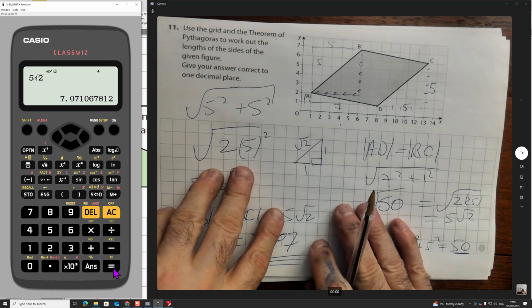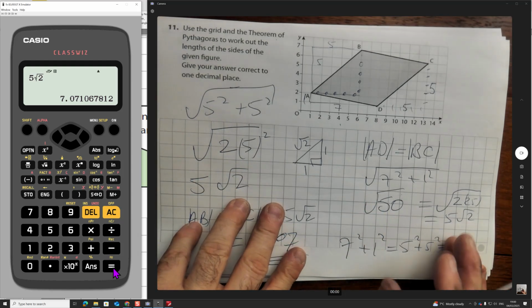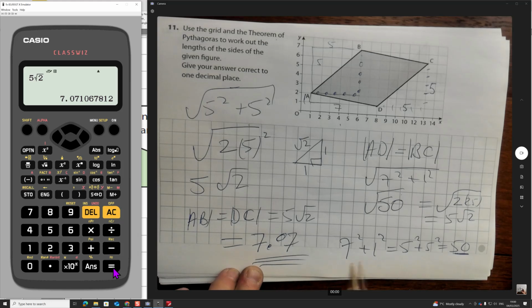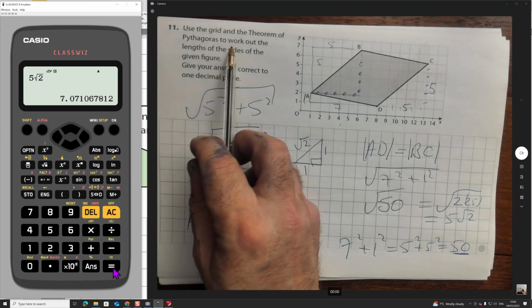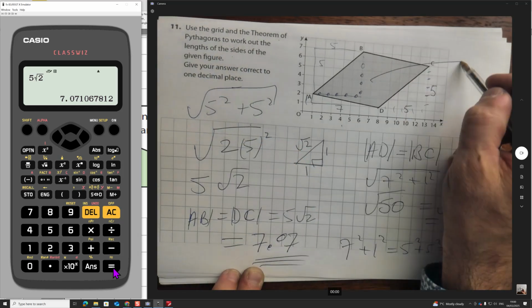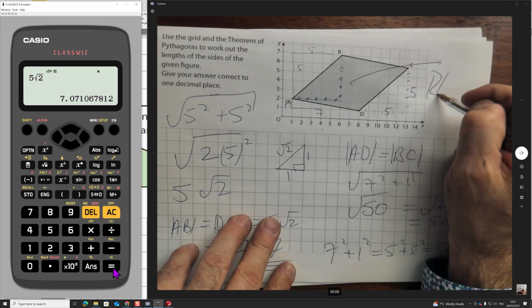So it is a rhombus. It is a rhombus. I learned something along the way because I'd forgotten the 7, 1 and the 5, 5. Okay, and it came back to me. So they're all 7 point. And was there a hint in there to work out the lengths of the sides of the given figure? Okay, it's a rhombus.